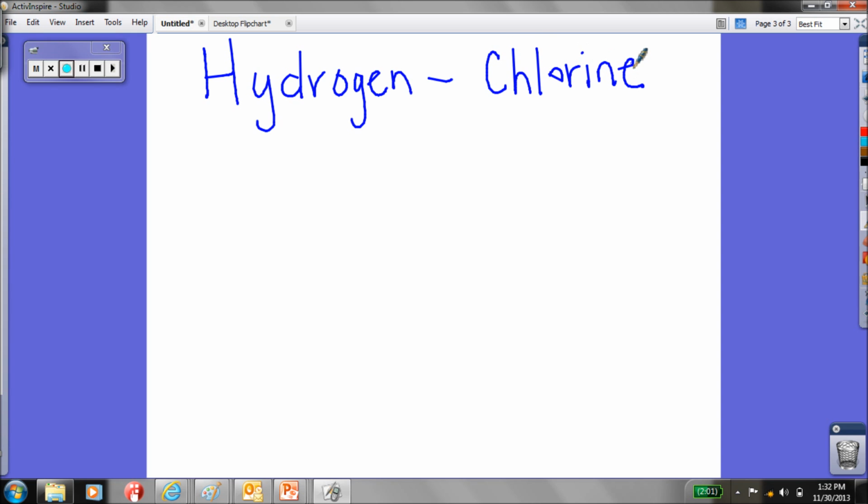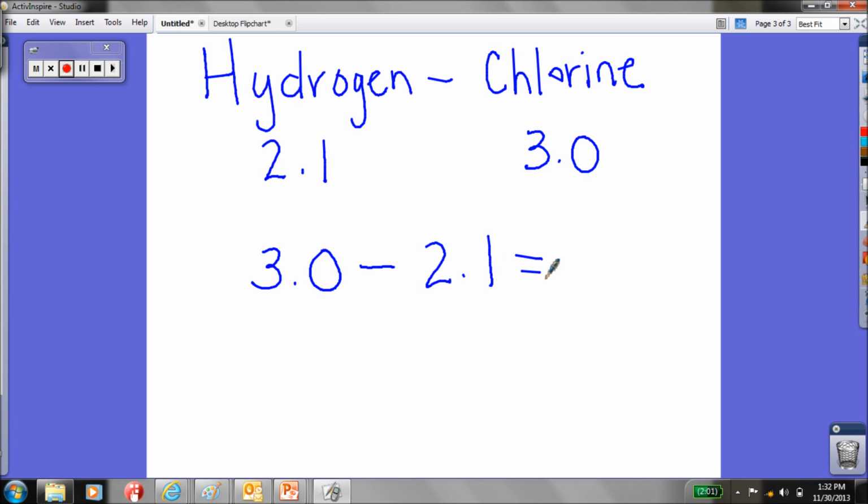So I'm going to look up on page 127 the electronegativity value for hydrogen, which is 2.1, and the electronegativity value for chlorine, which is 3.0. And I'm going to find the difference because I want to know what kind of bond this is going to form. So I always take my greater electronegativity value, I subtract the smaller value, and I end up with a difference of 0.9. So 0.9 is greater than 0.4, so we know it's not going to be covalent.